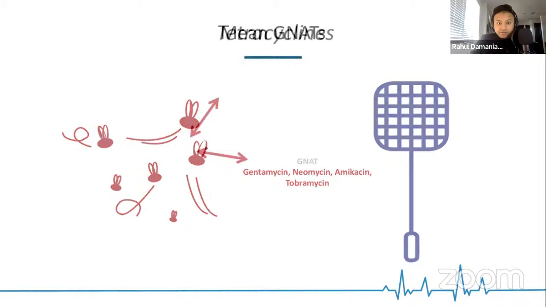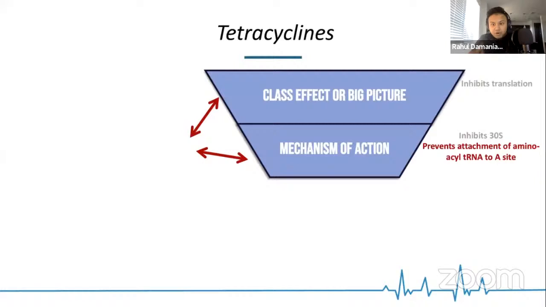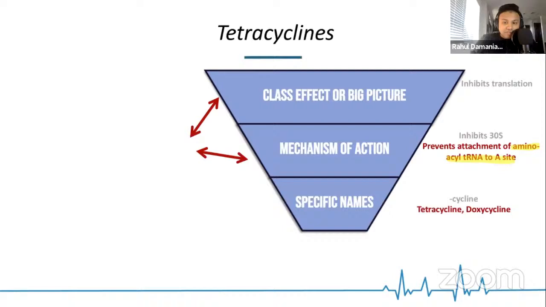Buy at 30, so tetracyclines are next. They inhibit translation and they inhibit the 30S subunit, but in particular, they prevent the attachment of aminoacyl tRNA to the A site. Remember, the tRNA gets charged and then it goes to the A site during translation. And so the bacteria are going to die if you don't have that initial process of the aminoacyl tRNA binding to the A site. Specific names for tetracyclines are tetracycline and doxycycline. And remember that tetracyclines are teratogenic, so don't use them in pregnancy, and they can cause teeth discoloration.